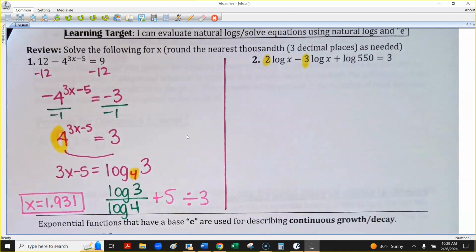Okay, now, this is an excellent question because I've got literally all the properties of logs in this problem. So I'm just going to write this step out just real quick.